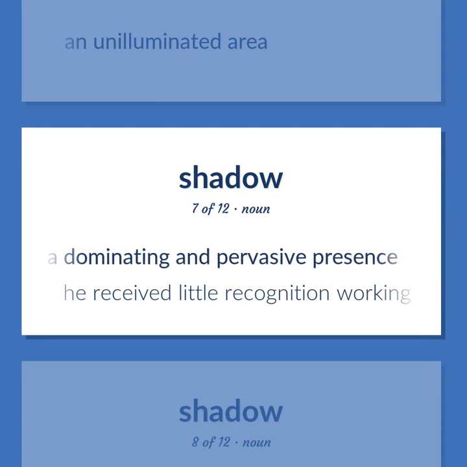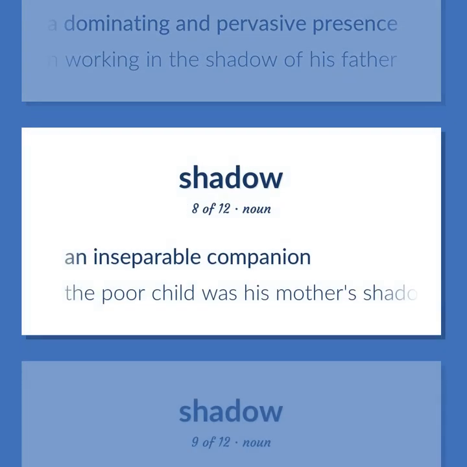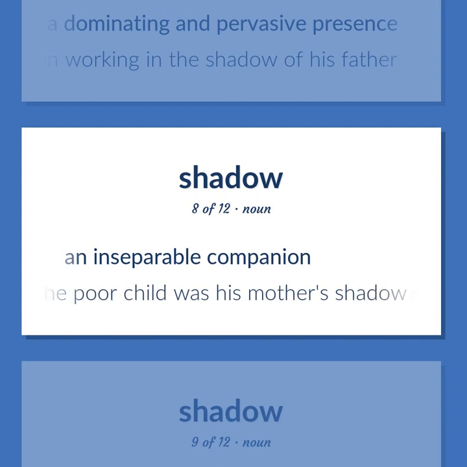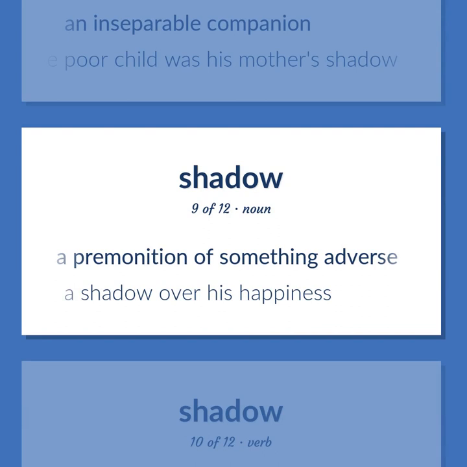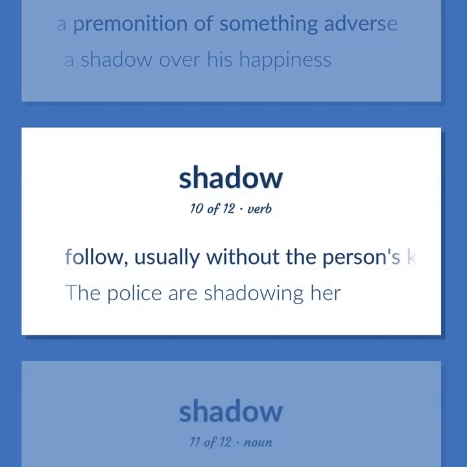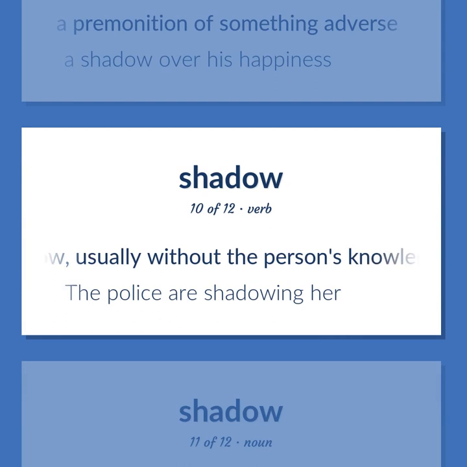He received little recognition working in the shadow of his father. An inseparable companion. The poor child was his mother's shadow. A premonition of something adverse. A shadow over his happiness. Follow, usually without the person's knowledge. The police are shadowing her.